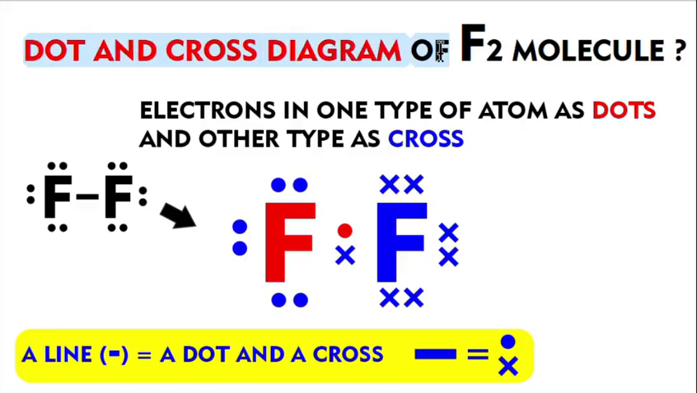So the same thing, we can convert this into dot and cross diagram. Another way of representing these covalent bonds is the dot and cross diagram. In the dot and cross diagram, the electrons in one type of atom are shown as dots. So one fluorine atom we show as dots. Here we have the same type but 2 different fluorine atoms, so the next fluorine atom has to be shown differently. The electrons are shown in crosses.